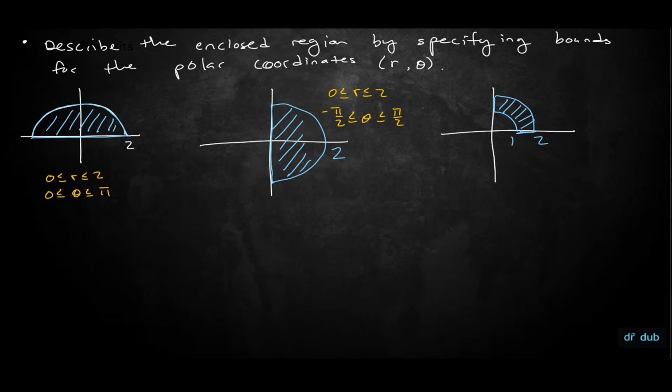I like to use the smallest angles that I can possibly write. I probably wouldn't say from 3 pi over 2 to 5 pi over 2. I would say negative pi over 2 to pi over 2 to describe that region. For the last one, I would say r goes from 1 to 2, and theta in this case would go from 0 to pi over 2. So that's how I would describe that region with polar coordinate bounds.